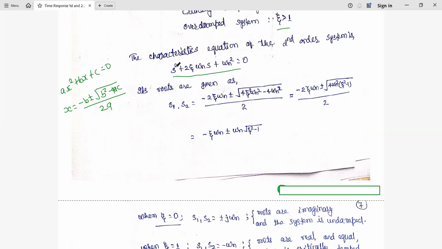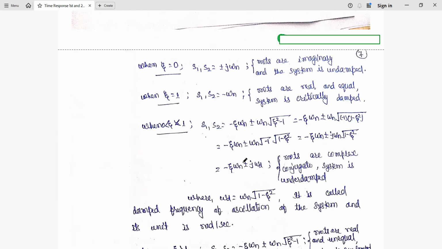Since it is a quadratic, it will have two roots, s1 and s2; one will have a plus sign and one will have a minus sign. Here the value of a is 1, b is 2 into damping ratio into omega n, and c is omega n square. On that basis, the roots are minus damping ratio omega n plus minus omega n root under damping ratio square minus 1.